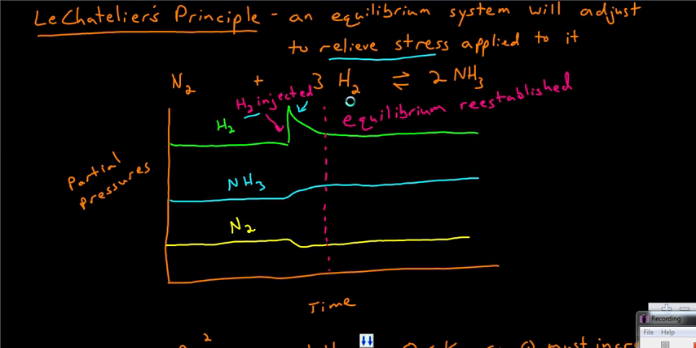And at the same time, as hydrogen is being used up, as the reaction is proceeding to the right, the concentration of ammonia, the product, will increase, and the concentration of the other reactant, nitrogen, will decrease. Until eventually equilibrium is reestablished, where you have concentrations or pressures of products and reactants which are no longer changing.